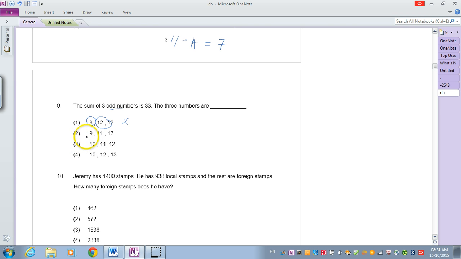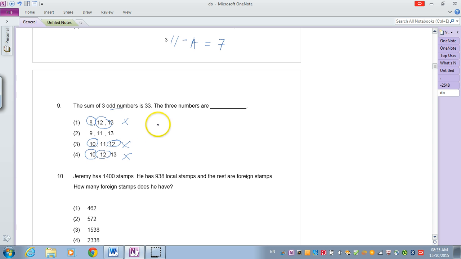Now let's look at option 2. Option 2 is made up by 9, 11 and 13, and these 3 numbers are my odd numbers. Okay, so option 2 might be the answer, but let's check on option 3. Option 3 is made up by 10, 11 and 12. Now we know that option 3 is also not the correct answer because 10 and 12 are even numbers. Now what about option 4? Option 4, we also have 10, 12 and 13. Once again, 10 and 12 are even numbers. So that leaves us with option 2.